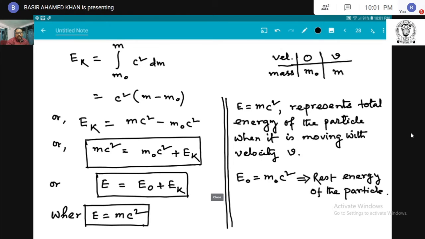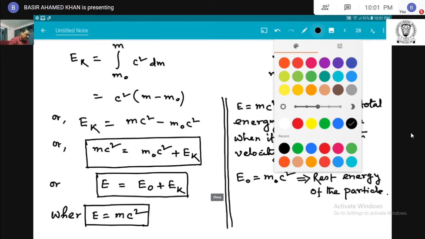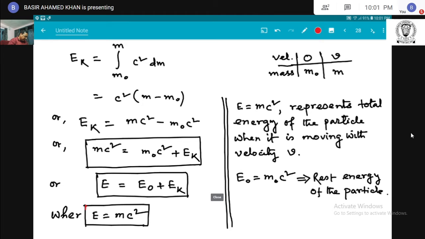So relativistically, the total energy of a particle moving with velocity v is represented by E equals mc square. This is the famous mass energy relation. So relativistically mass m and energy E are equivalent. Suppose this is equation 3. Now this equation 3 is the famous Einstein mass energy relation.